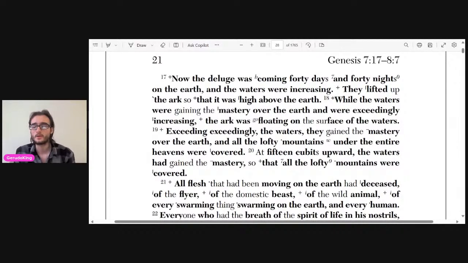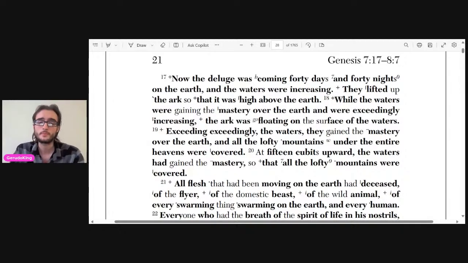They lifted up the ark so that it was high above the earth. While the waters were gaining the mastery over the earth and were exceedingly increasing, the ark was floating on the surface of the waters. Exceedingly, the waters, they gained the mastery over the earth, and all the lofty mountains under the entire heavens were covered. At 15 cubits upward, the waters had gained the mastery, so that all the lofty mountains were covered.